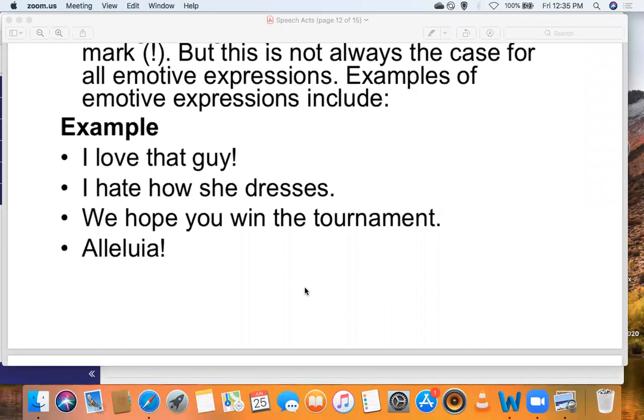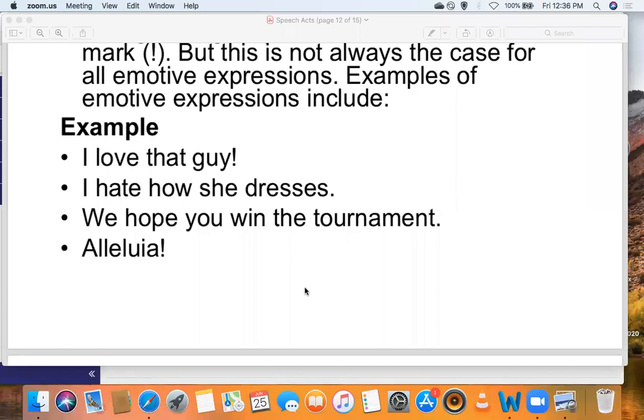These are emotive expressions. When you look at these expressions, you see that they don't have truth value. You can't say you are agreeing or disagreeing with these expressions. They are just expressions of someone's feeling. So when someone says I love that guy, you can't say no, I disagree with that. The person is just telling you her feelings.